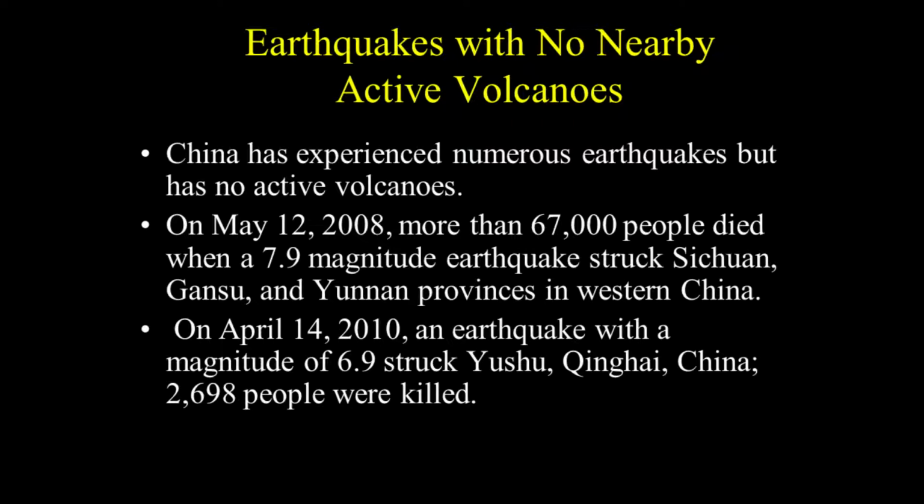China has experienced numerous earthquakes, but has no active volcanoes. On May 12, 2008, more than 67,000 people died when a 7.9 magnitude earthquake struck Sichuan, Gansu, and Yunnan provinces in western China. On April 14, 2010, an earthquake with a magnitude of 6.9 struck Yushu, Qinghai, in China. 2,698 people were killed.